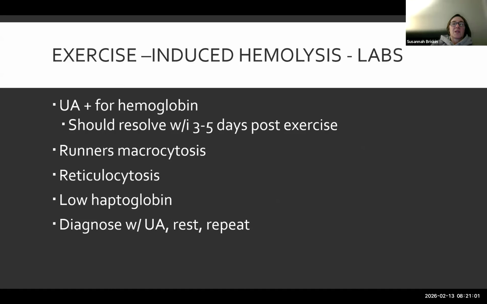So when I have those kids who are significantly iron deficient anemic, a lot of times I will have them do a UA, and I'll run a reticulocyte count at that time. If they are having positive UAs, sometimes we'll stop exercise and just repeat labs in a couple days and double check, make sure there's nothing else going on in the kidneys that's accounting for the positive UA.